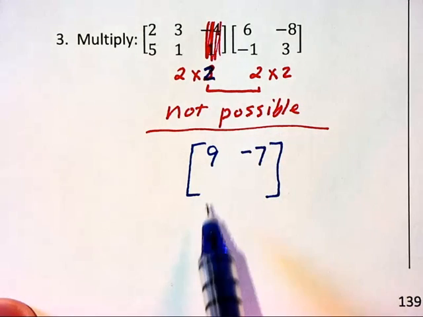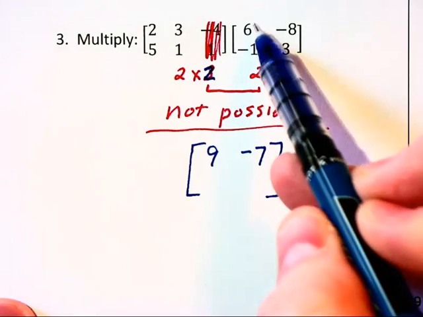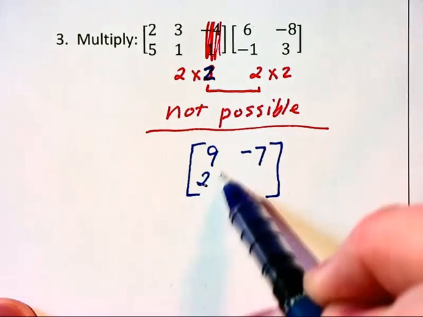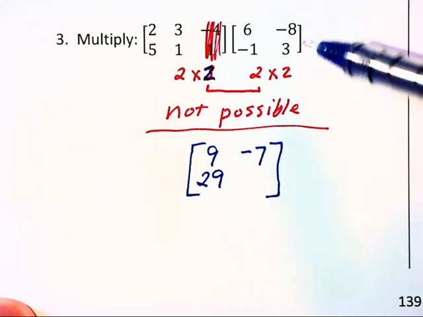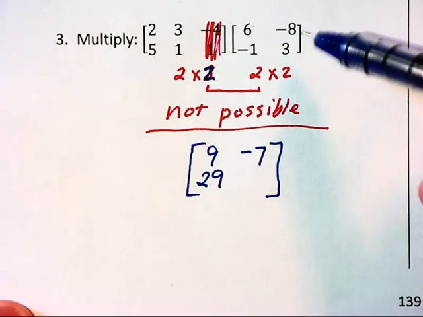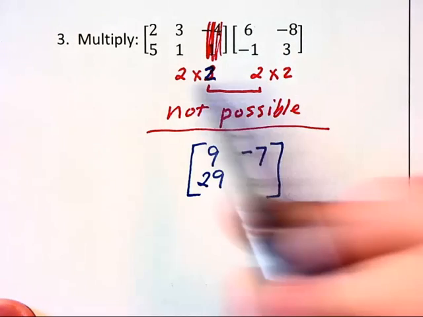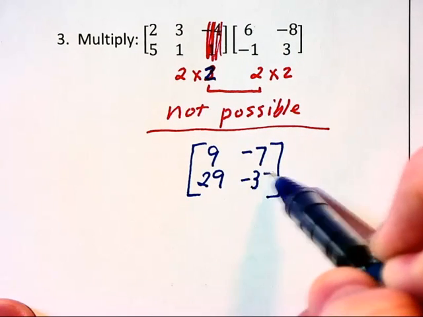Down in the bottom left, that's row 2, column 1. So 5, 1 with the 6, negative 1. We're going to have 30 and negative 1, making 29. And row 2, column 2 will be the 5, 1, and the dot product of that and the negative 8, 3. The 5 times negative 8 makes negative 40. 1 times 3 is 3. Negative 40 plus 3 makes negative 37.